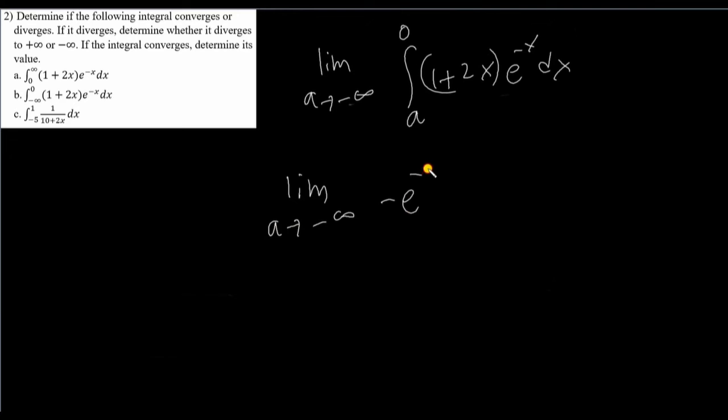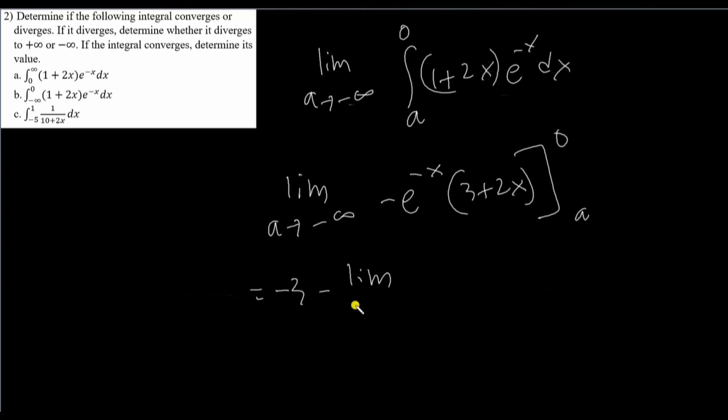negative e to the negative x times 3 plus 2x from a to 0. And this time when I plug in a, I'm not going to bring the e to the x to the bottom. You'll see why in a second. This is going to be, again, if we plug in 0, you're going to get negative 3 minus, so I'm going to get negative e to the negative a times 3 plus 2a.